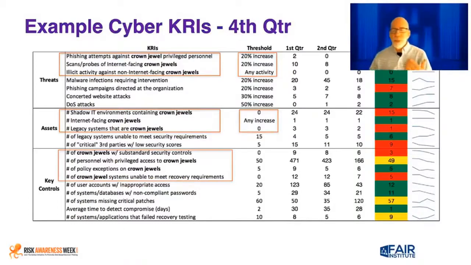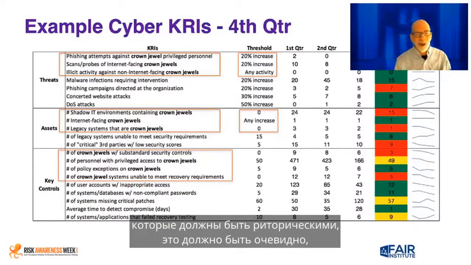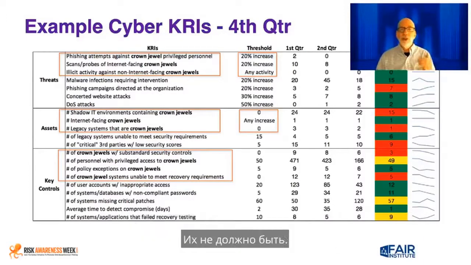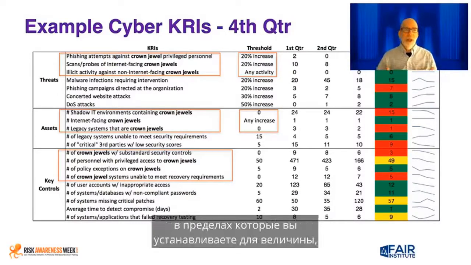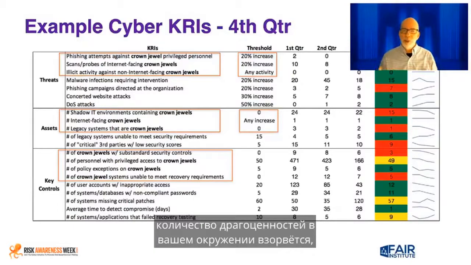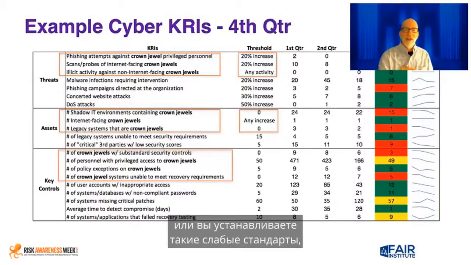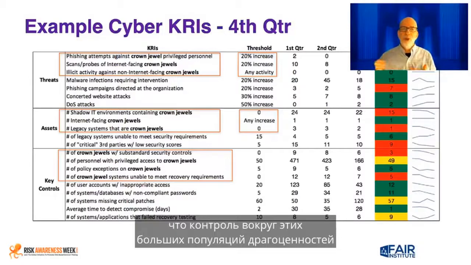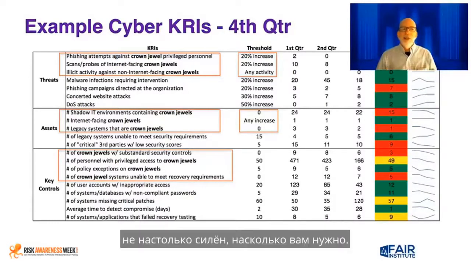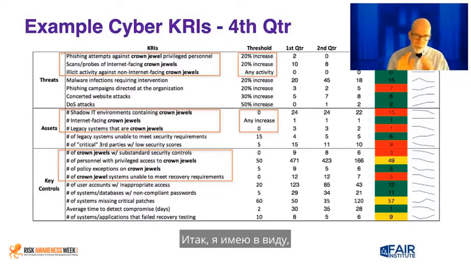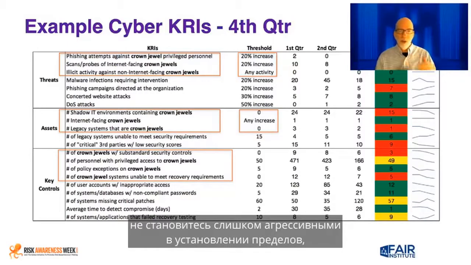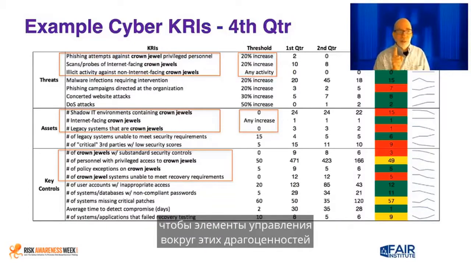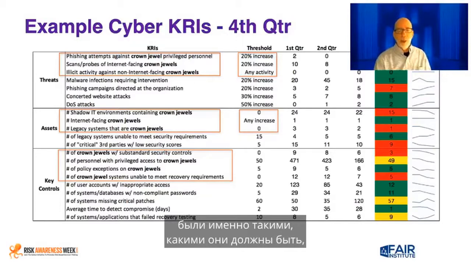And then key controls, again, these are the kinds of things that should be rhetorical, that should be obvious. But crown jewels with substandard security controls, that should be 0. These are crown jewels. And here again, this is another example of why you don't want to be too aspirational in the thresholds you set for magnitude, because if you set it too low, the number of crown jewels in your environment will explode, which means you either can't comply with this, or you set the controls around this larger population of crown jewels so weak that they're not the kind of strength you need. So the point I'm making here is when you're starting out doing something like this, don't get too aggressive in the thresholds you set, because you have to insist on the controls around these crown jewels being exactly what they're supposed to be, really, really stringent.